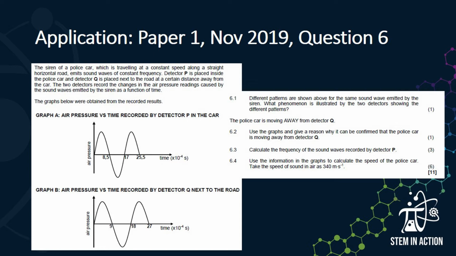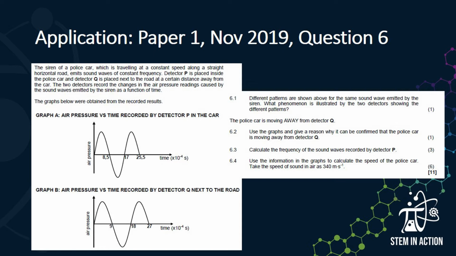The 2 detectors record the changes in the air pressure readings caused by the sound waves emitted by the siren as a function of time. The graphs below were obtained from the recorded results. Graph A is for detector P, which is in the car, and graph B is for detector Q, which is next to the road. Question 6.1. Different patterns are shown above for the same sound wave emitted by the siren. What phenomenon is illustrated by the 2 detectors showing the different patterns?